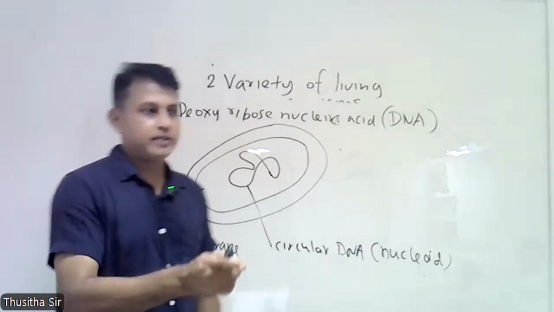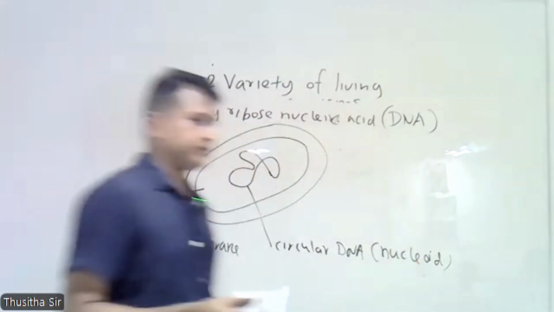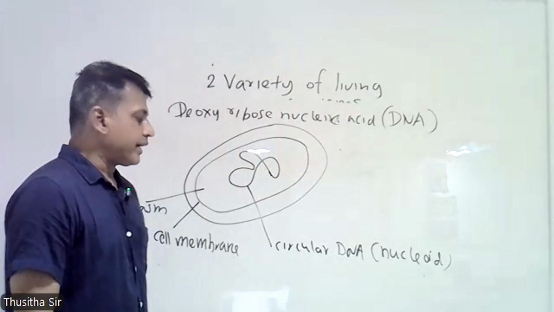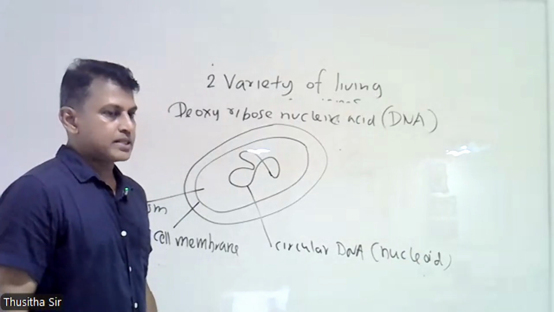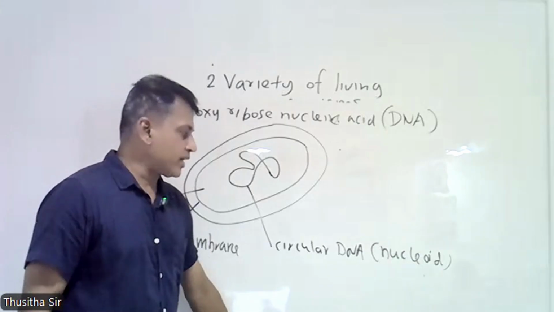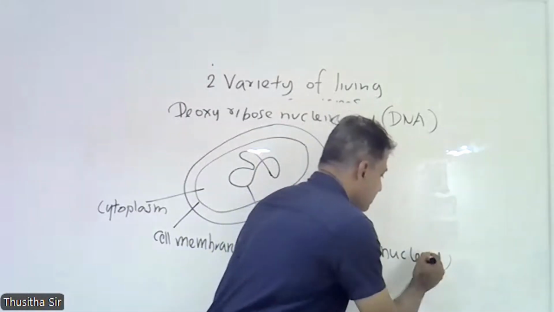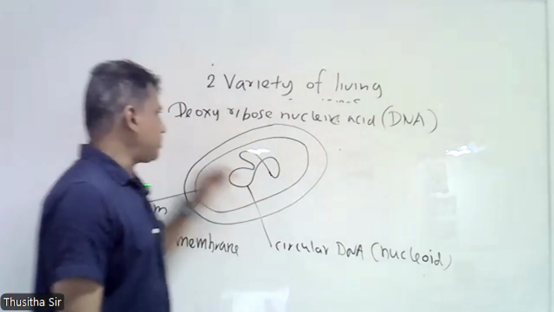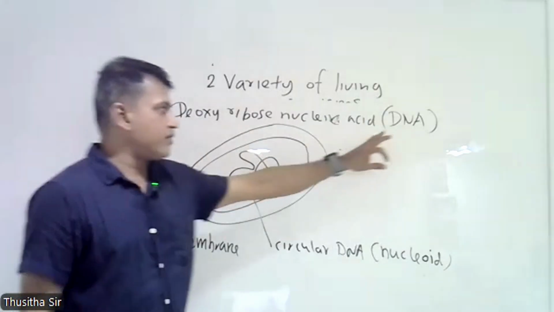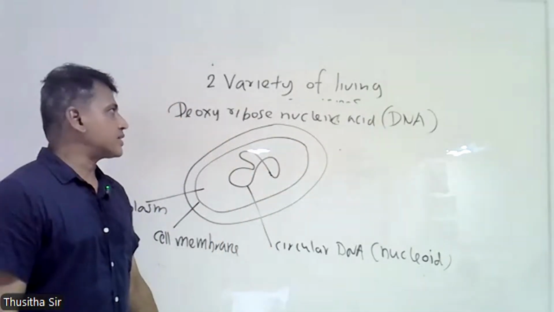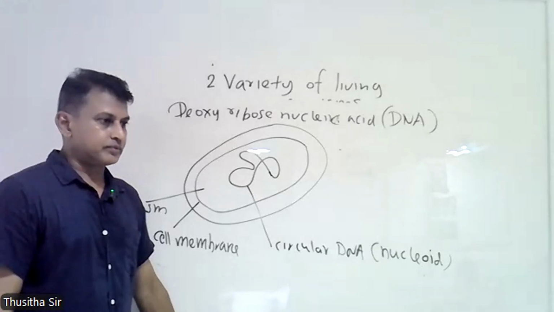The third point, they have circular DNA. Within bracket, you can write nucleoid. So maybe you want to write this too: deoxyribose nucleic acid is the abbreviation for DNA. In the same place you can write DNA is deoxyribose nucleic acid.